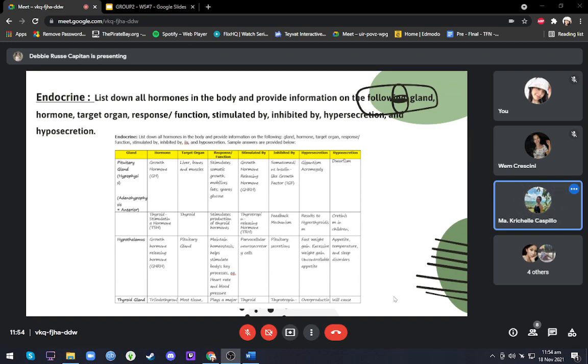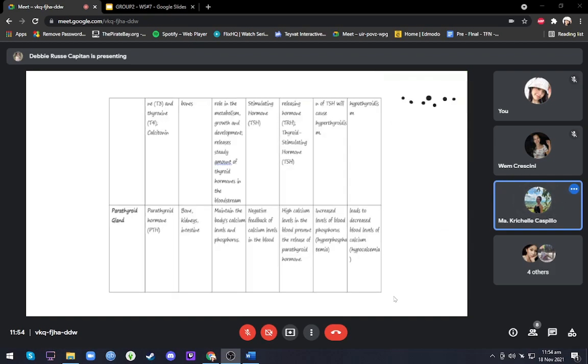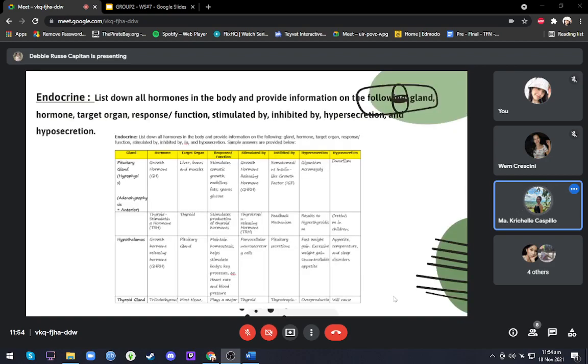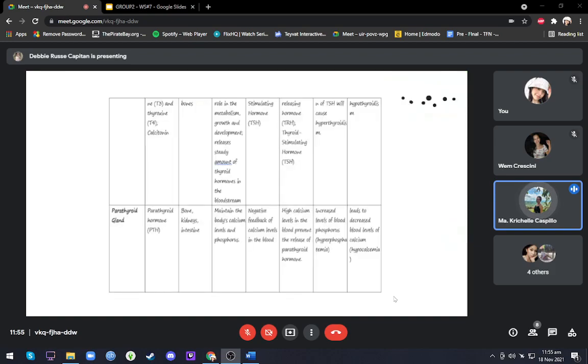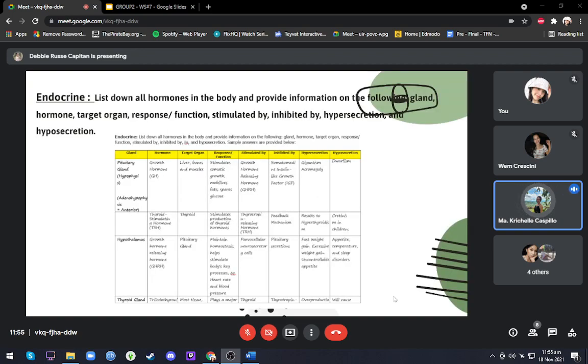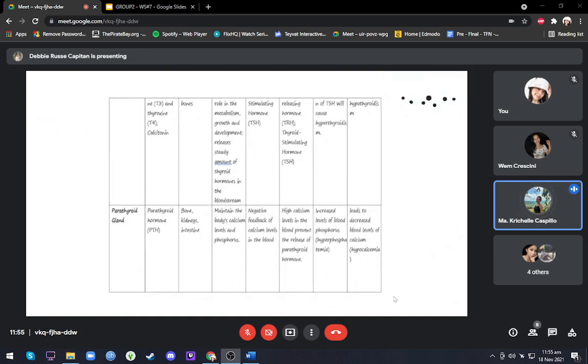Thyroid gland: triiodothyronine, thyroxine, and calcitonin. Target: most tissues, bones. Plays a major role in metabolism, growth, and development, releases a steady amount of thyroid hormones in the bloodstream. Stimulated by thyroid stimulating hormone, thyrotropin releasing hormone, and thyroid stimulating hormone.